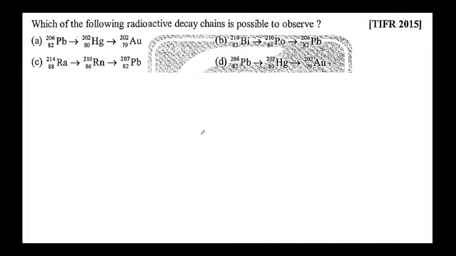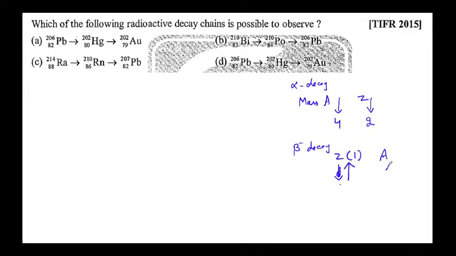Now if you look at these given options, we studied that when there is an alpha decay, the mass number decreases by 4, while the atomic number Z decreases by 2, while for beta minus decay we have studied that the atomic number increases by 1 and A remains the same.